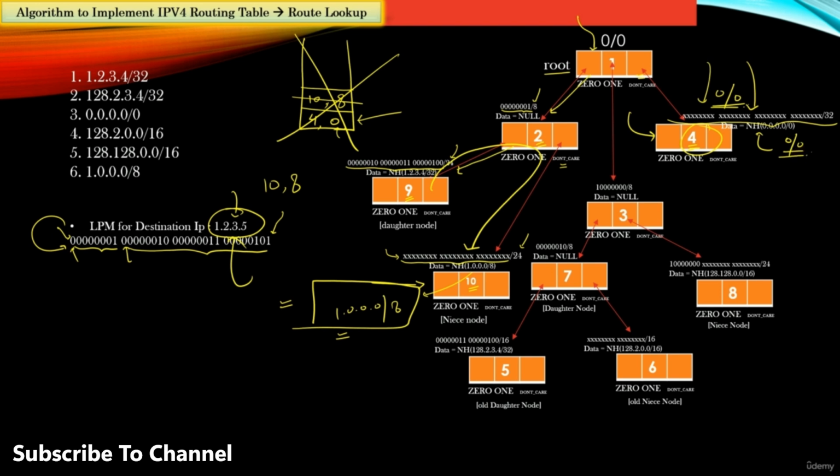So this was the IP route lookup algorithm. You may practice it more for different IP addresses and try to look up those IP addresses in this mtry data structure. So I leave it to you to practice yourself.